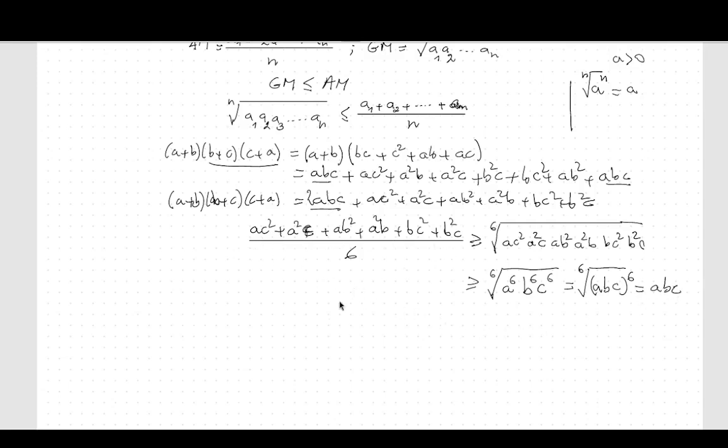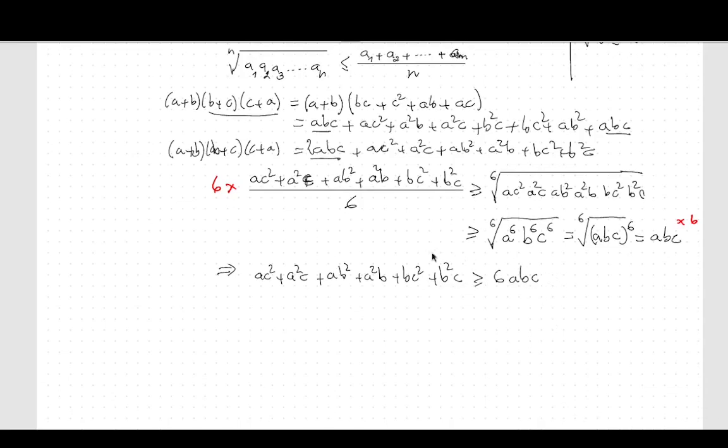That means that this whole sum, ac squared plus a squared c plus ab squared plus a squared b plus bc squared plus b squared c, is greater than or equal to 6abc, since we have over 6 when we multiply both sides by 6, and we have exactly this inequality here.